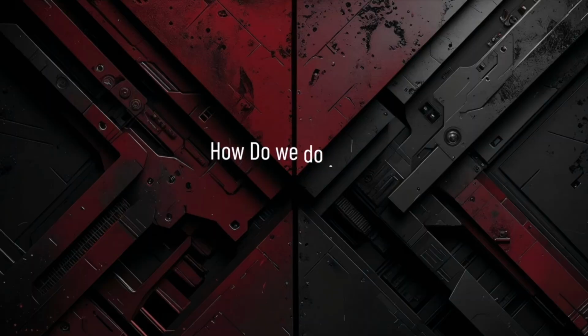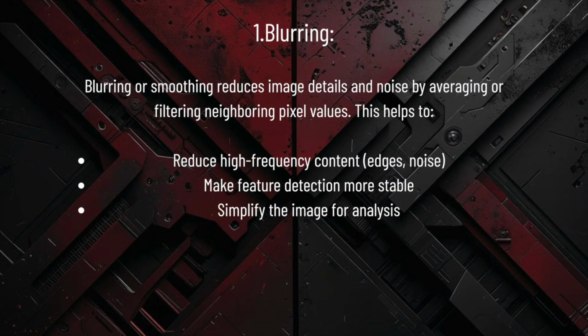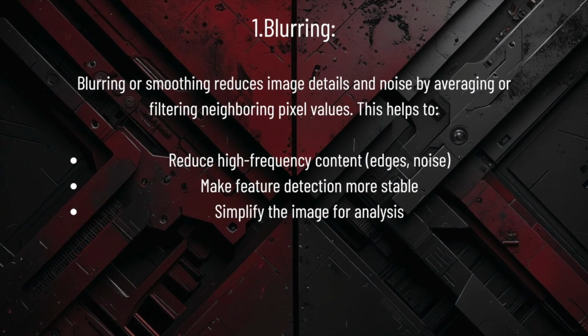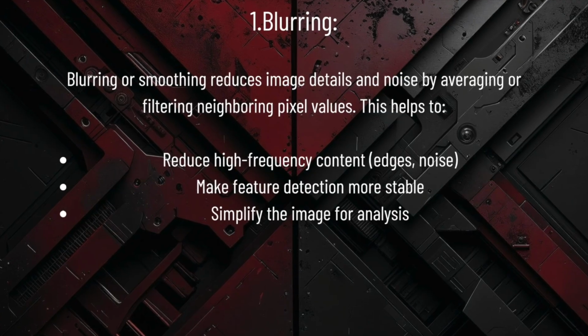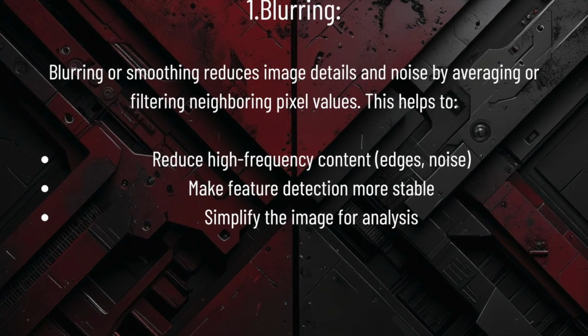Now the question arises about how we do image processing. Image processing is done in a number of steps according to the necessity. Here I'm gonna discuss a few. So first comes blurring. As it sounds, it is used to blur and reduce image details by filtering neighboring pixel values. It is mainly done to simplify the image for analysis.